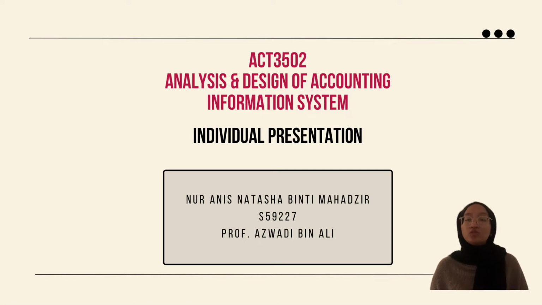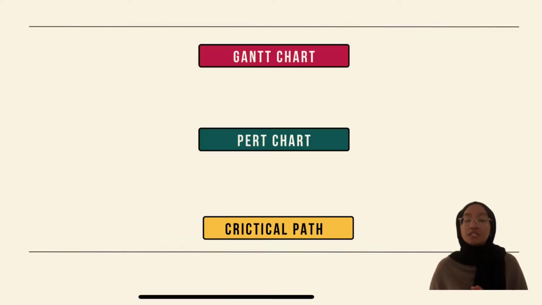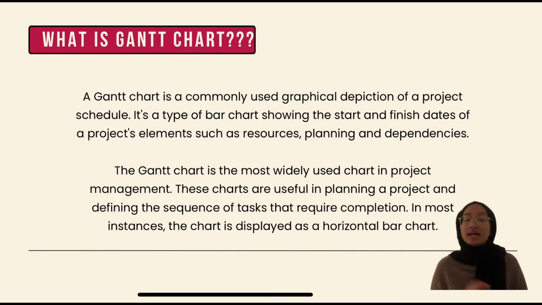So now I would like to present to you about Gantt chart, PERT chart and critical paths. What is Gantt chart? A Gantt chart is a commonly used graphical description of a project schedule. It's a type of bar chart showing the start and the finish dates of a project's elements such as resources, planning, and dependencies. The Gantt chart is the most widely used chart in project management.